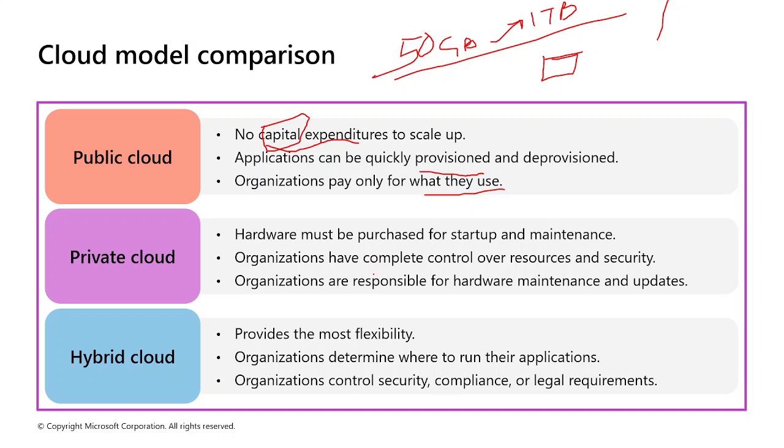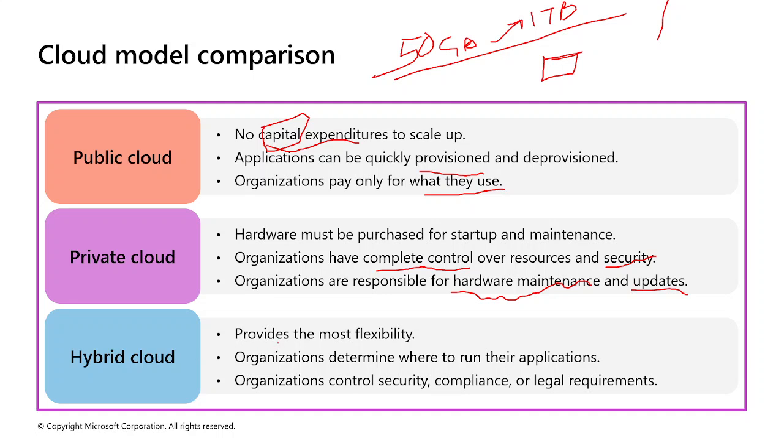So organizations have complete control because of course it's yours, right? You have complete control over all the resources. But remember that you are responsible for the security, both the physical and the technical security of those gadgets, right? So organizations are responsible for hardware maintenance and updates. So if there is need for you to do a maintenance, carry out a repair on those gadgets, then you have to do it, right? And then you're also responsible to make sure that the patches and the updates are taken care of.